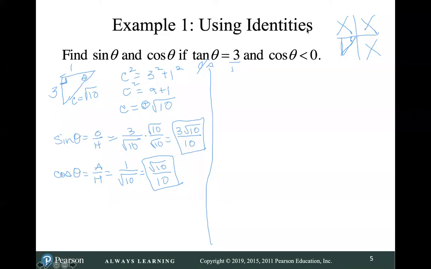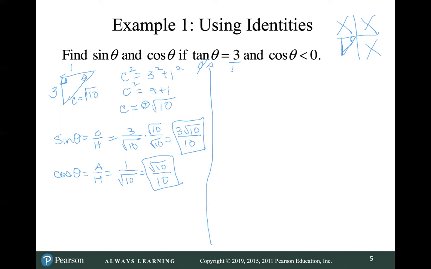To solve this same question by using identities, we still want to find sine and cosine, knowing that tangent of theta is 3 and cosine of theta is negative, but we're not going to set up a triangle this time. We want to use one of our identities. So if you look back at your notes and you look at the identities, we want to find which identity uses tangent to find another function that's related to sine or cosine. If we're looking at the reciprocal identities, I can use tangent to find cotangent, but that's really it.